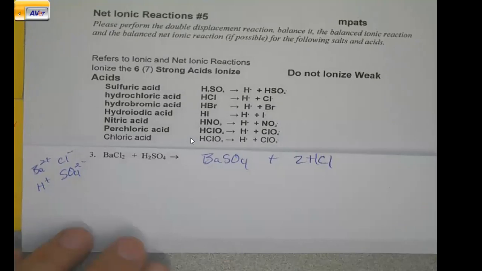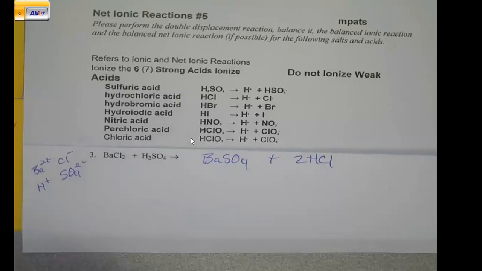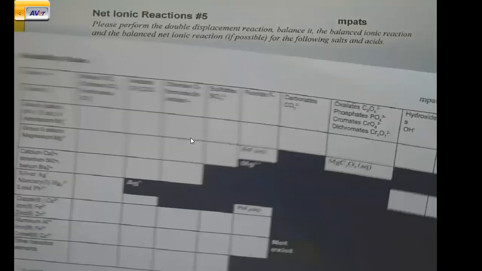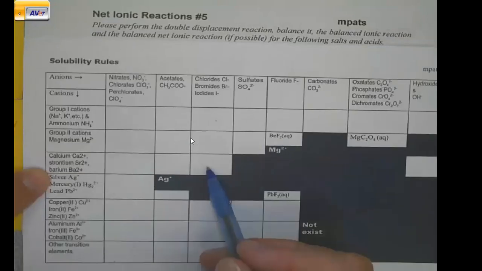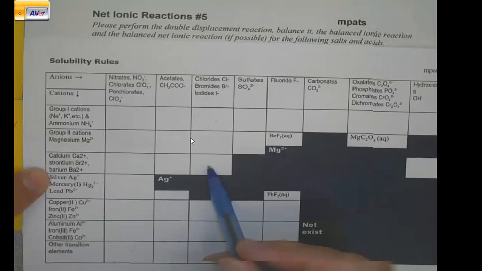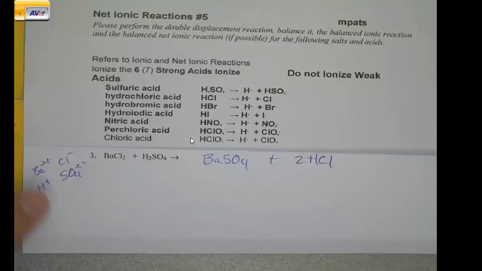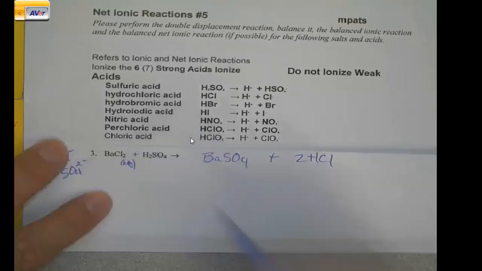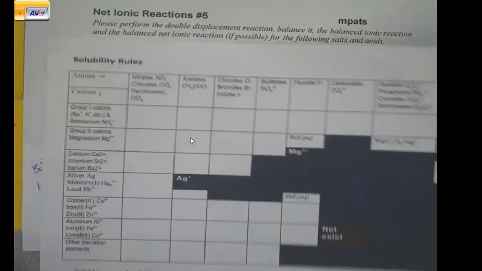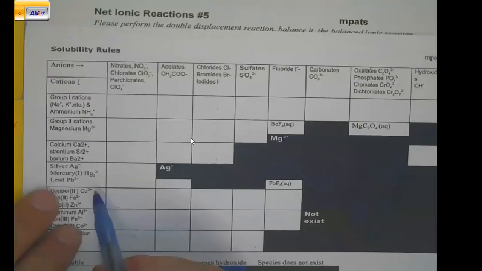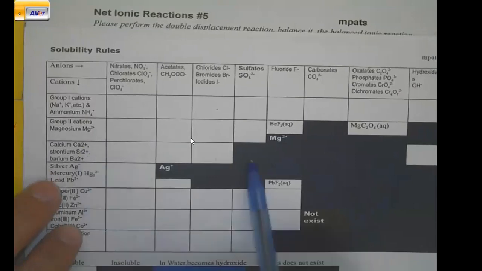Great. Okay, is BaCl2 aqueous or solid? Solid. Okay, well, no, Ba and Cl. There are only 3 things that are insoluble with chlorides, and that's silver, mercury, and lead, so it is aqueous. The H2SO4 is aqueous because it's an acid. The BaSO4, there are 6 things insoluble with sulfate. It's calcium, strontium, and barium, and silver, mercury, and lead.